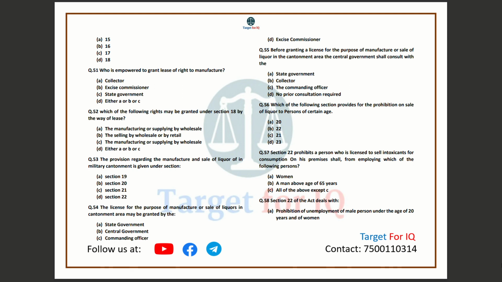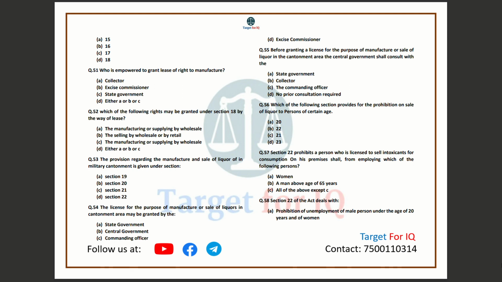Question number 55. Before granting a license for the purpose of manufacture or sale of liquor in the cantonment area, the central government shall consult with A, state government, B, collector, C, the commanding officer, and D is no prior consultation is required. The correct answer to question number 55 is option C, the commanding officer.